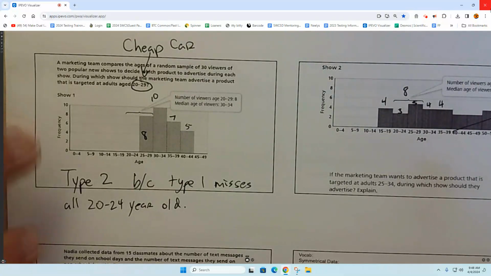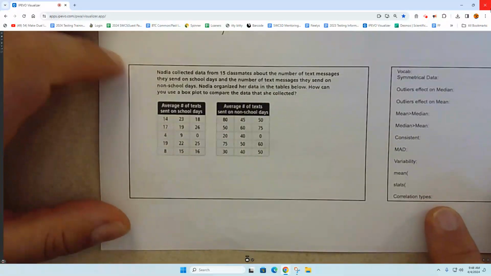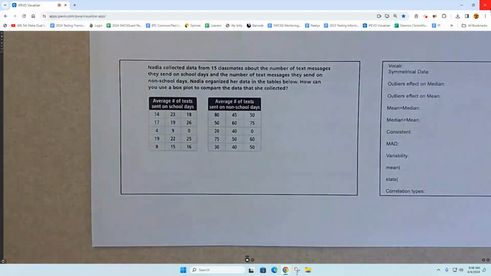Any questions on that? All right. Nadia, is that right? Collects data from 15 classmates about the number of text messages they send on a school day and the number of text messages they send on a non-school day. Nadia organizes her data into the tables below. How can you use a box plot to compare the data that she collects?